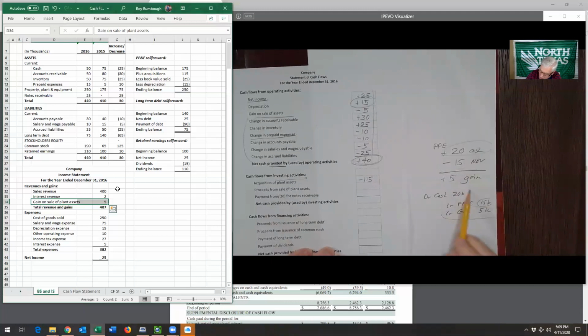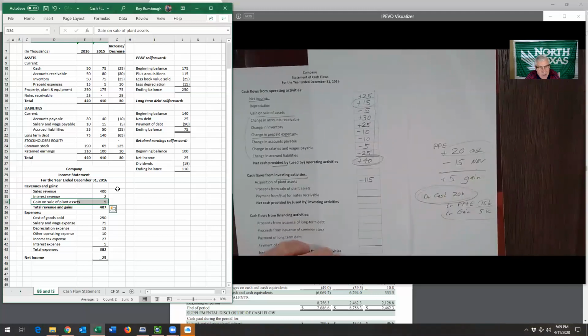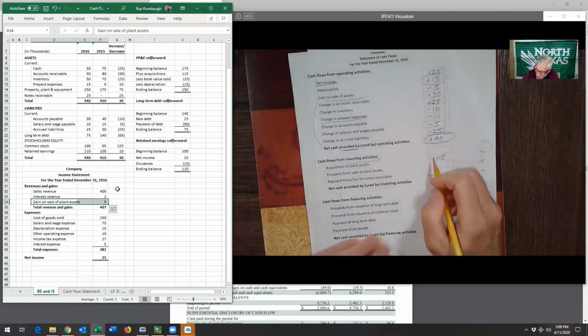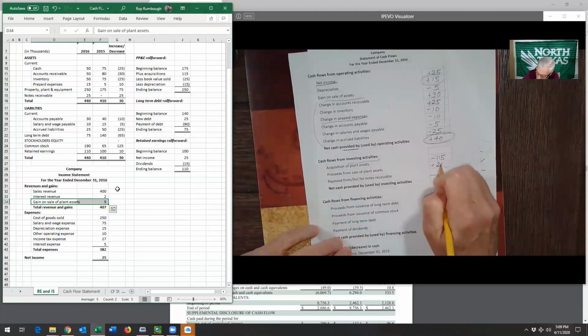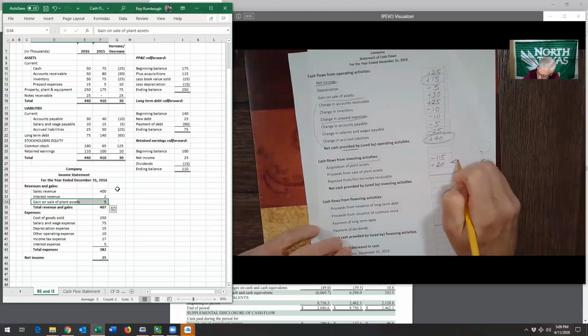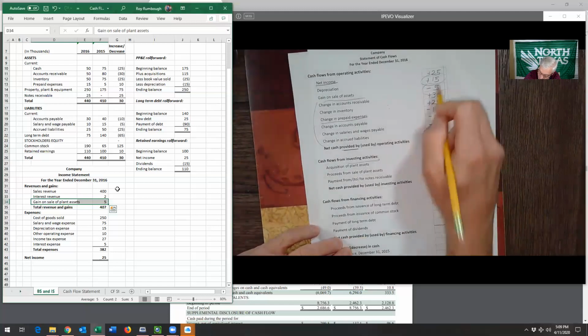So, and we received cash. So what do we care about in the cash flow statement? Cash. And so how much cash did we receive? 20,000. So therefore, plus 20. And that came from the minus 15 and the gain that was up here.